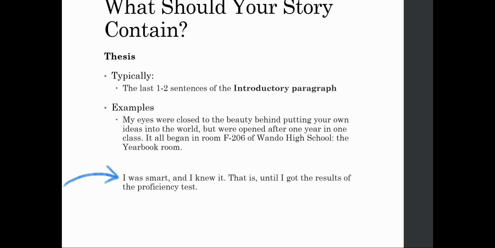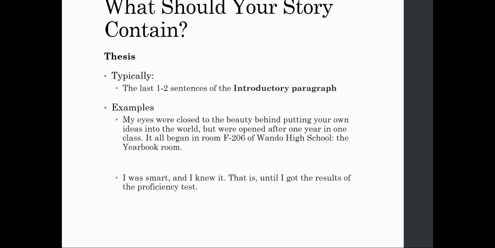The second example says, "I was smart and I knew it. That is, until I got the results of the proficiency test." Okay, even shorter here, right? 2 really short sentences. But what can we get from this? This story isn't so much about beauty, but eyes are still being opened here.